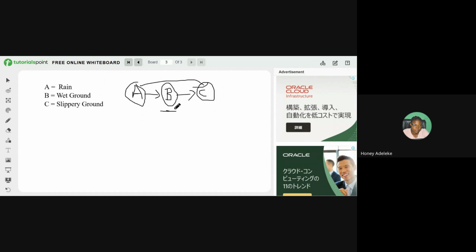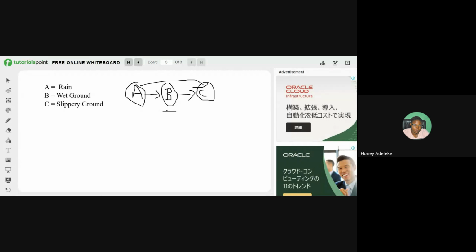So once you know that there is a wet ground, that there is rain actually gives no extra information about slippery ground. Once you know that it's wet ground, you already know all that you need to know about your C. You might not have to investigate further. So that is what the chain is telling us.